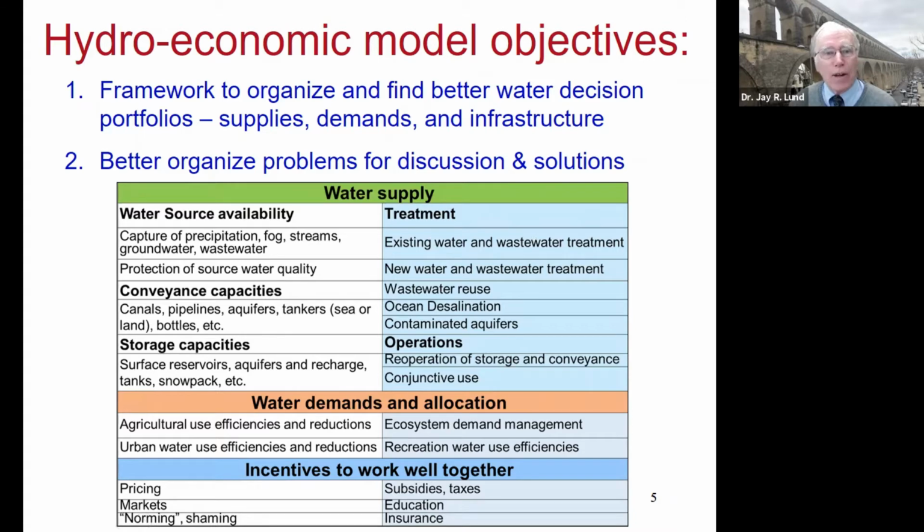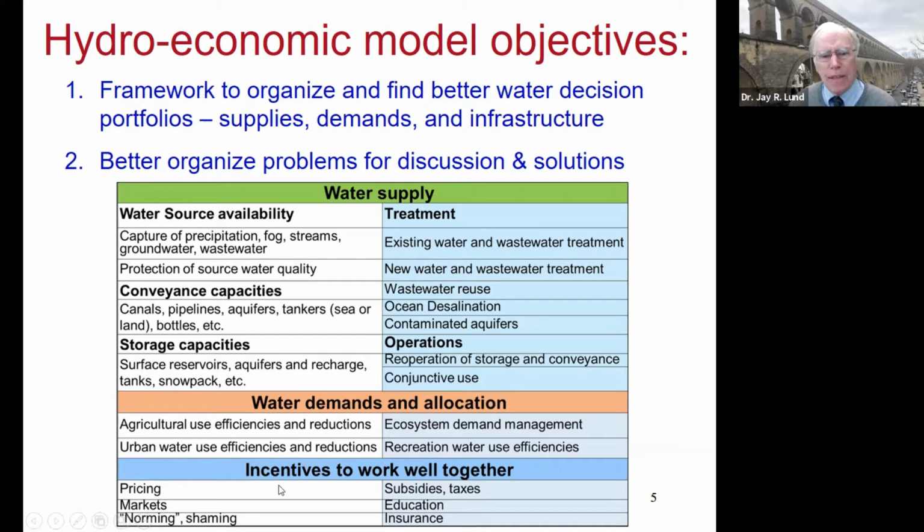It has quite a variety of water sources, capacities for storage and conveyance, for treatment, different kinds of treatment, all of which involve different expenses and different operations that we can make in terms of storage and conjunctive use and treatment operations. We also have different ways of managing water for the different water demands, different kinds of water conservation, different kinds of water use efficiency.